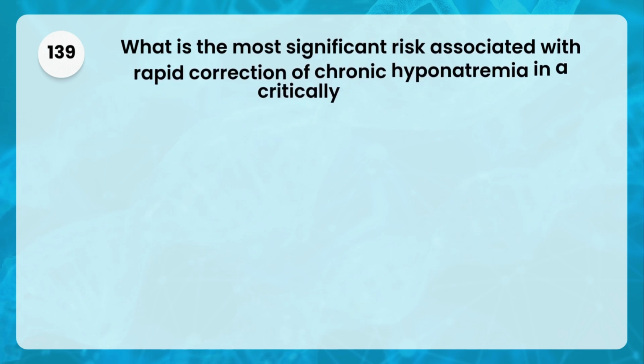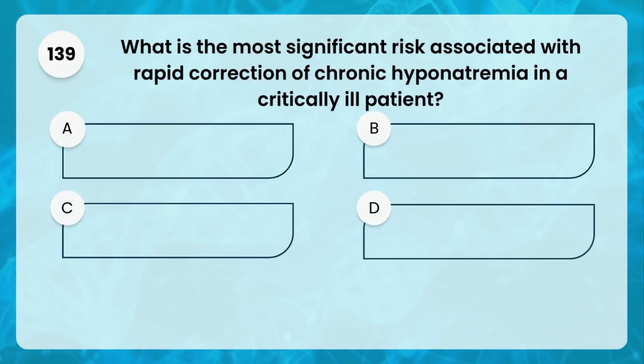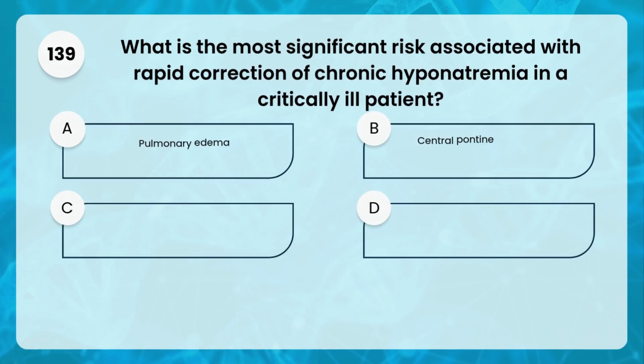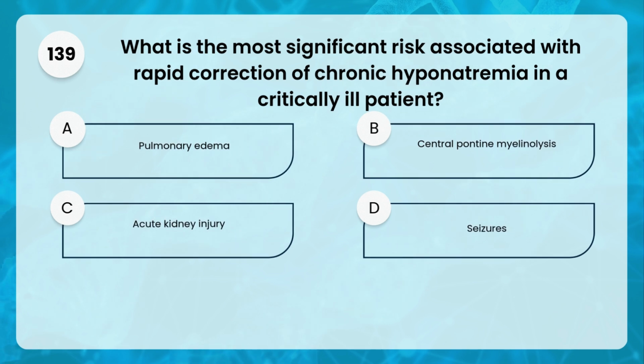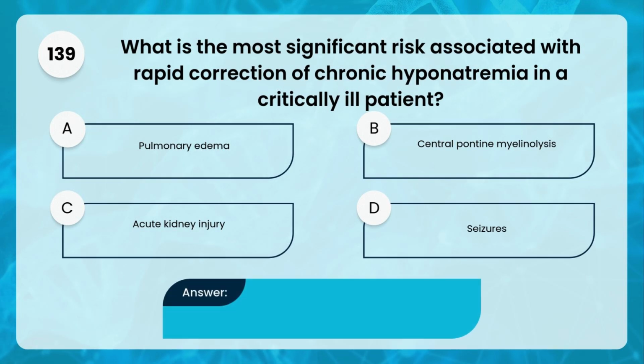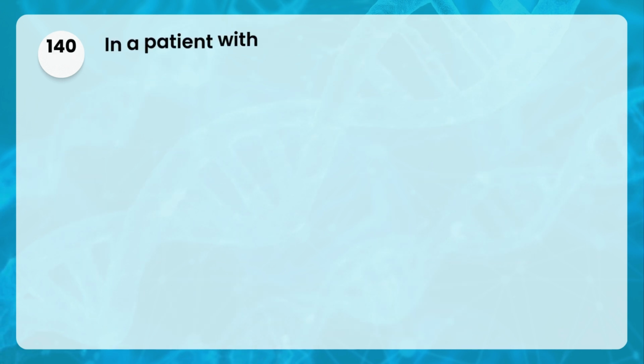Number 139. What is the most significant risk associated with rapid correction of chronic hyponatremia in a critically ill patient? A. Pulmonary edema. B. Central pontine myelinolysis. C. Acute kidney injury. D. Seizures. The answer is B. Central pontine myelinolysis.